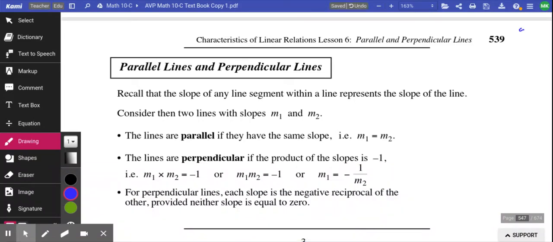Hello and welcome to lesson 5.3. Today what we're going to learn about is parallel and perpendicular lines. Just to get started, we're going to review what parallel lines mean and what perpendicular lines mean.